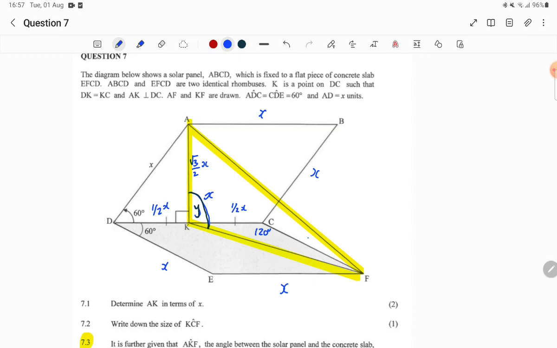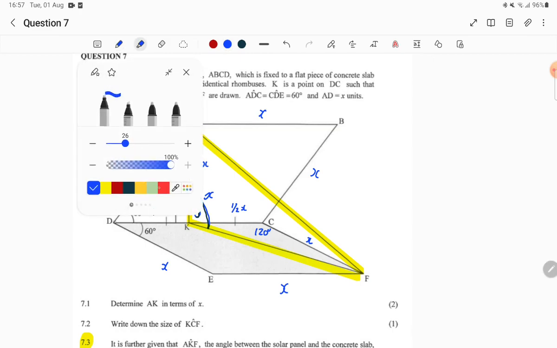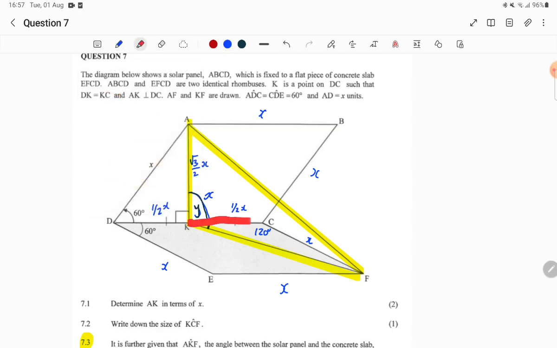So there's quite a bit here, but we won't use all of it. How does this help us? To work out KF, we don't have sufficient information in our actual triangle AKF. But if we go to the triangle at the bottom, which is part of the base, this specific triangle has the angle KCF, which is 120 degrees, it has CK as half x, and it also has CF as x. The only unknown we want to work out is KF. So there's a lot more information in the bottom triangle.